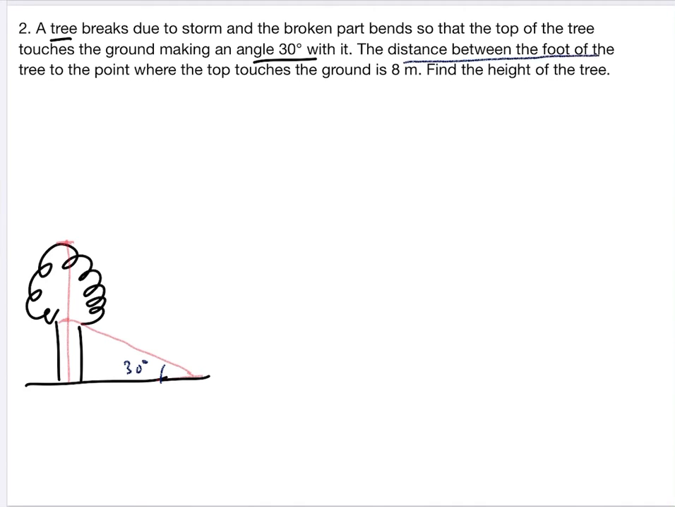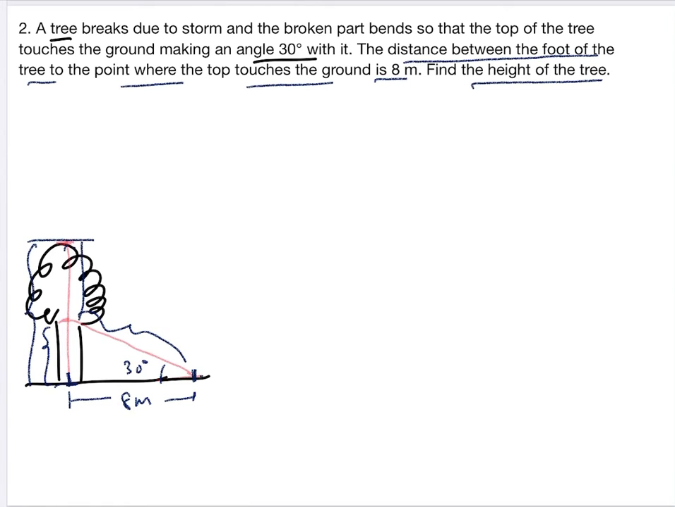The distance between the foot of the tree and the point where it touches the ground is 8. So foot of the tree to the point where the top touches the ground is 8 meter. Find the height of the tree. So in this we will have to find both. We will have to find this height and also this, so that this becomes height and total height can be calculated by adding them. So this is base given to us.